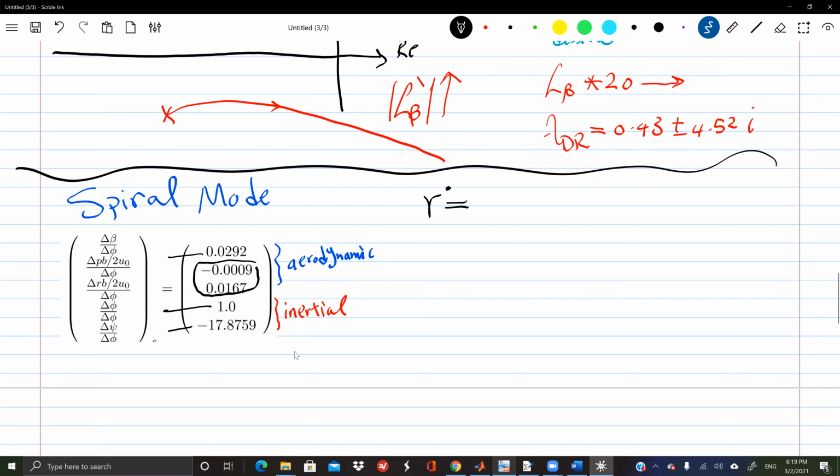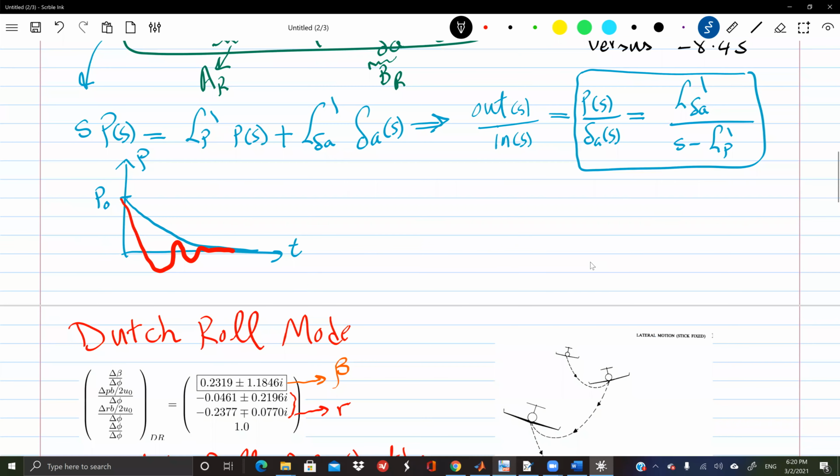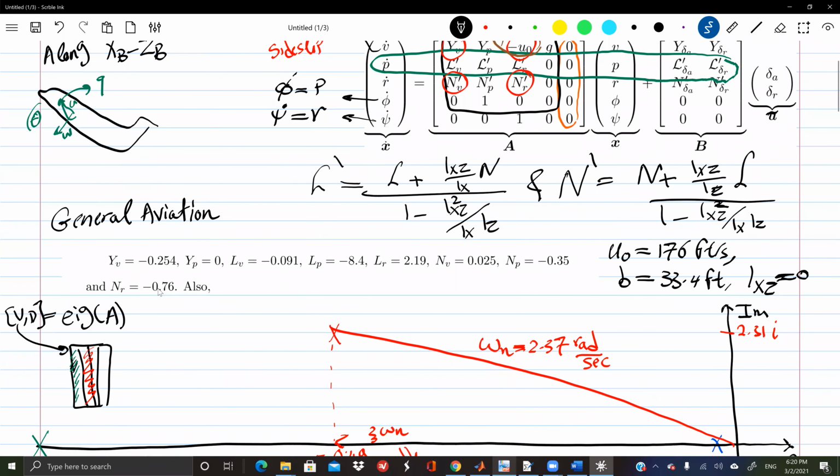The R dynamics, if you recall the R equation from the original equations, is simply N_V times V, N_P times P, plus N_R times R, and there is the input effect. If you're going to consider the R dynamics, what are you going to do about the other two? I cannot completely ignore them, because then this would be pure yaw dynamics governed by the yaw damping N_R. What is N_R? Let's look. N_R is negative 0.76, right?